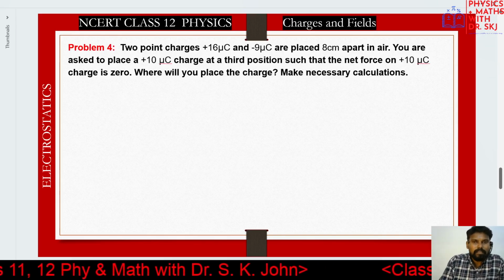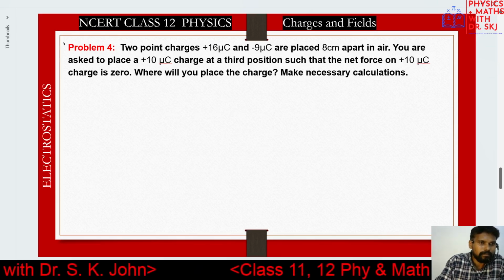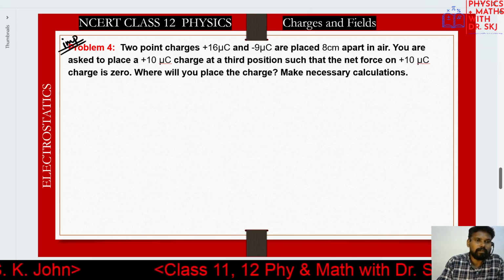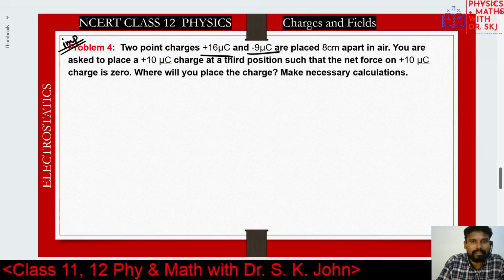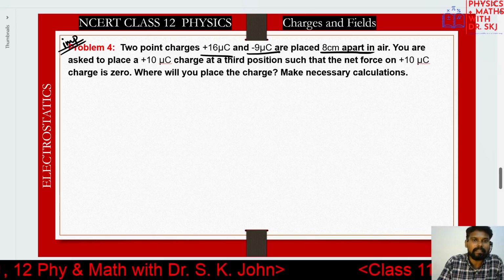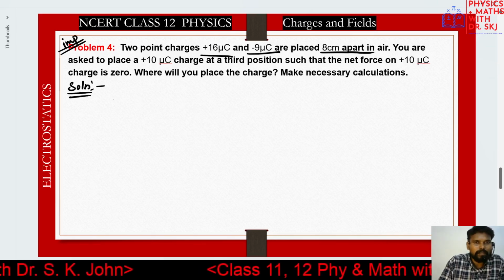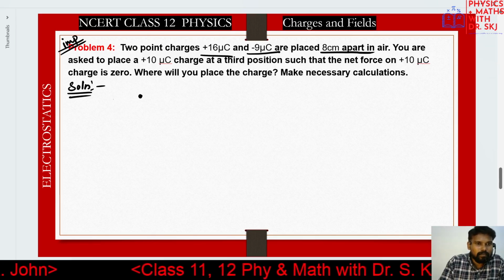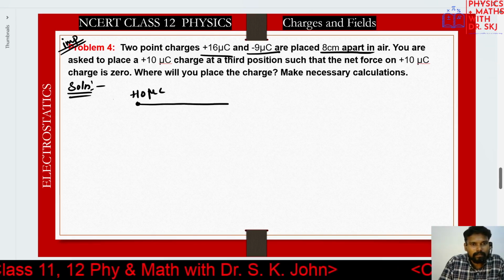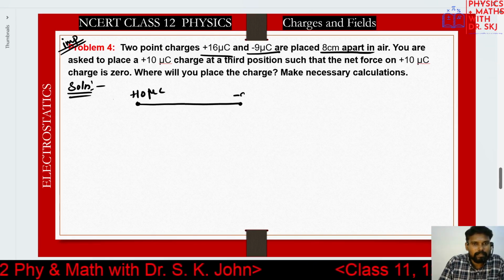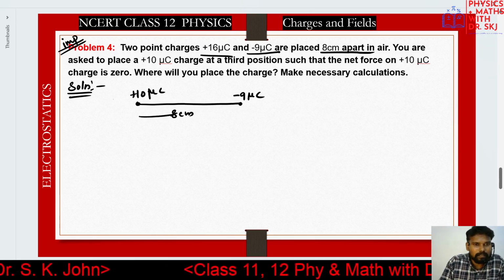Okay, this is a very important question. Very conceptual question. Read the question. The 2 point charges plus 16 microcoulomb and minus 10 microcoulomb are placed 8 centimeter apart in air. So I will draw the situation. There are 2 point charges. One is plus 10 microcoulomb and the other one is minus 10 microcoulomb. They are placed 8 centimeter apart. 8 centimeter is the distance between them.